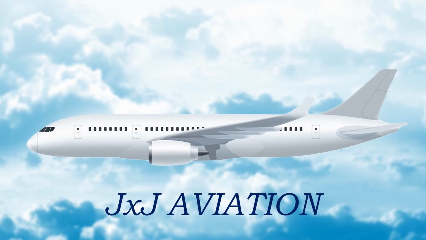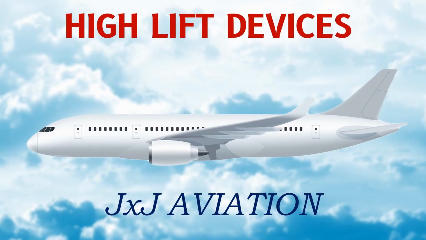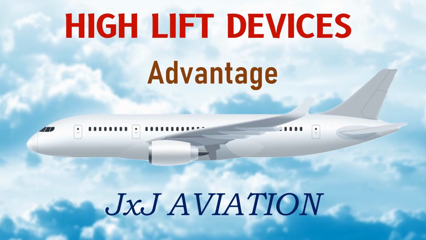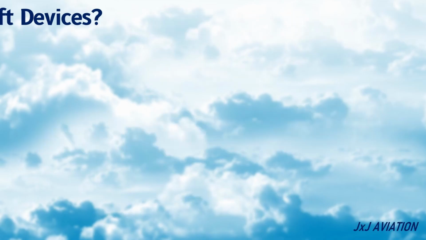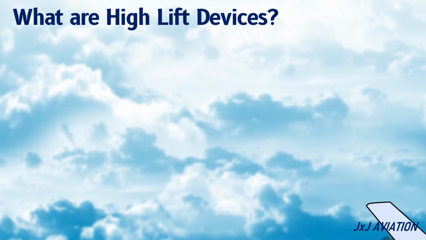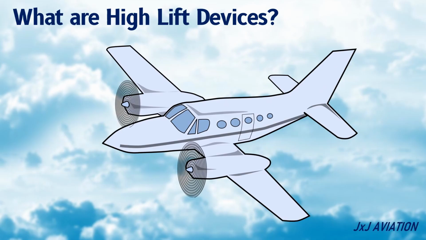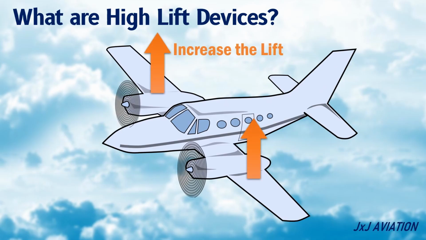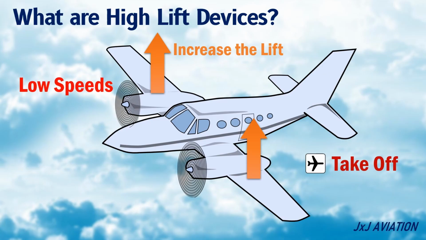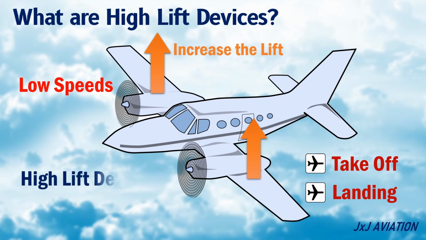In this video, we will be looking at what high-lift devices are, and the advantage of having high-lift devices. What are high-lift devices? These devices are surfaces that are installed on the wings to increase the lift produced by the wings. These devices are useful when an aircraft is operating at low speeds, such as during takeoff or during landing. So let's look at some high-lift devices on the wings, and the advantage of these devices.